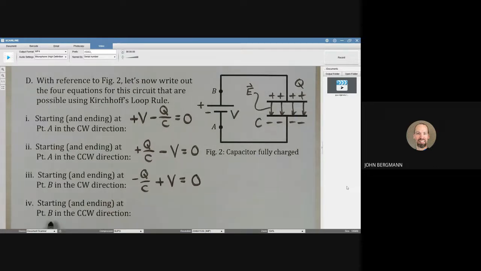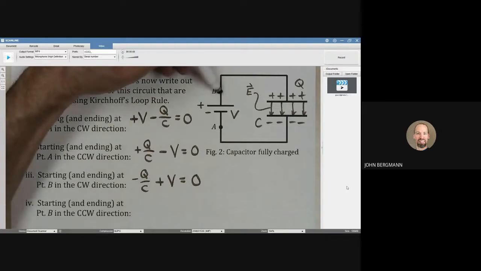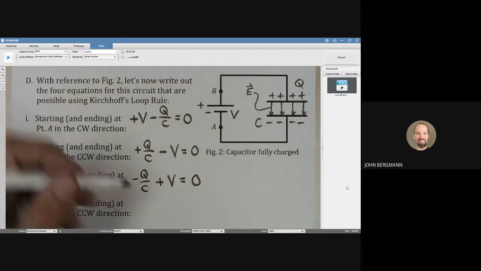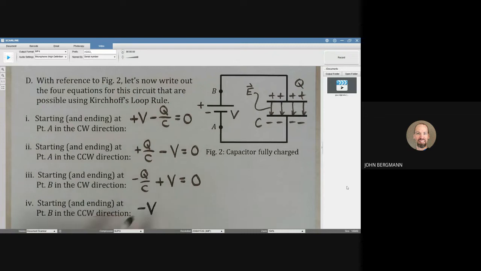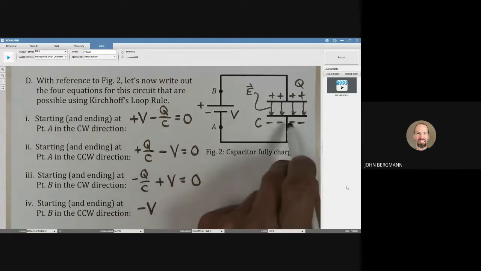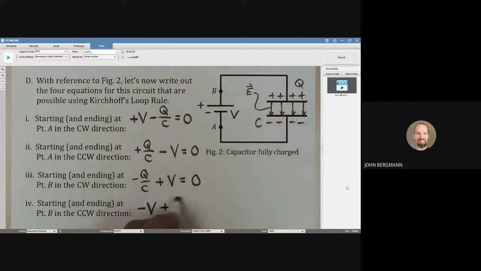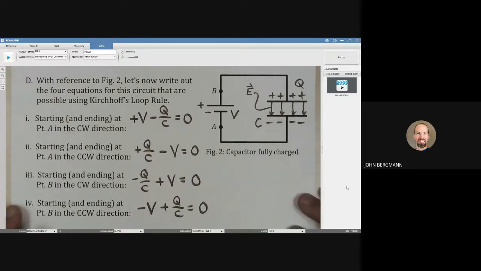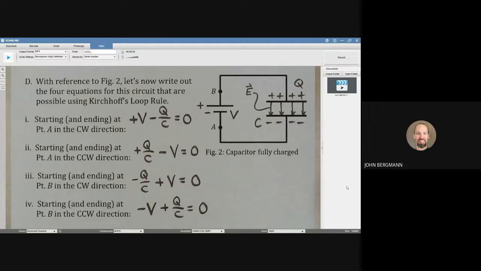And finally, if you start at point B and you go counterclockwise, what's the first thing you run into? You run into the battery going in that direction, so you have to write minus V, and then we run into the capacitor going opposite the electric field, so we write plus Q over C is equal to 0, and check it out. All 4 of those equations are exactly the same.